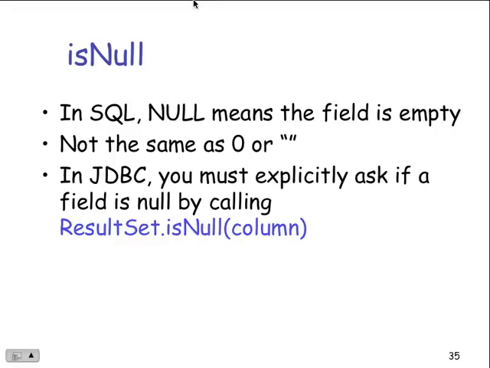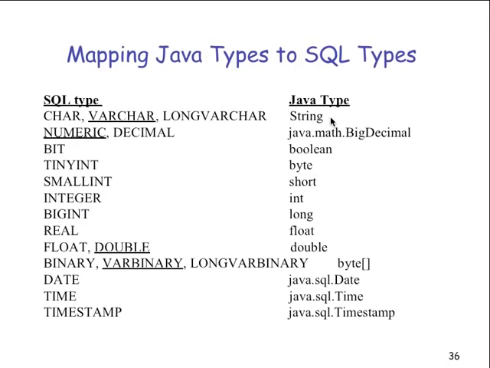So in SQL, null means that the field is empty. Not the same as zero or empty string. It's null. So if we use a JDBC manager, we can actually come back and say, hey, it's null, which means it really is null. So in JDBC, you must explicitly ask if the field is null by calling the result set's isNull on the column. If it's null, that means the person's probably not in there. The result came back unknown or null. So we don't know if we should add that person again.